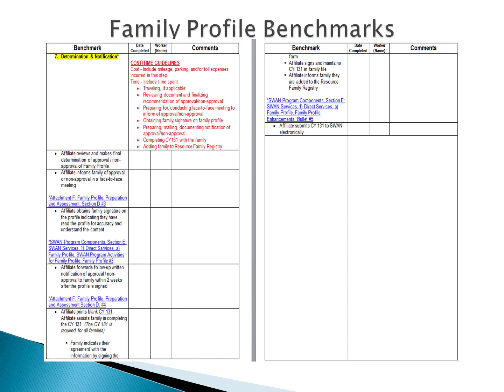Main numeric step number 7 is determination and notification. Bucket 7 captures practice and travel time spent reviewing, documenting, and finalizing the recommendation of approval or non-approval. It also includes preparing for and conducting face-to-face meetings to inform applicants of approval or non-approval and obtaining a family signature on the document. This bucket also gathers time spent completing the CY 131 with the family and adding them to the Resource Family Registry.